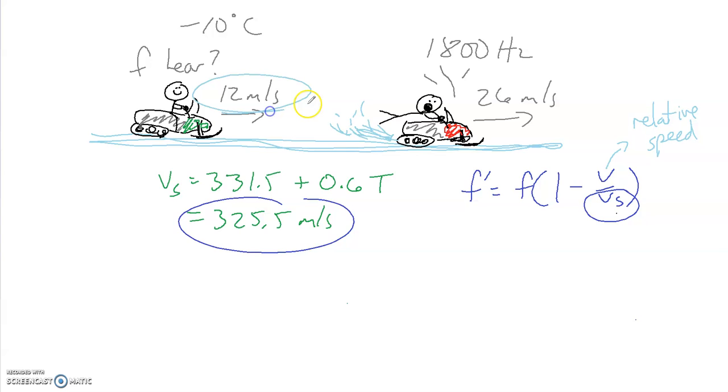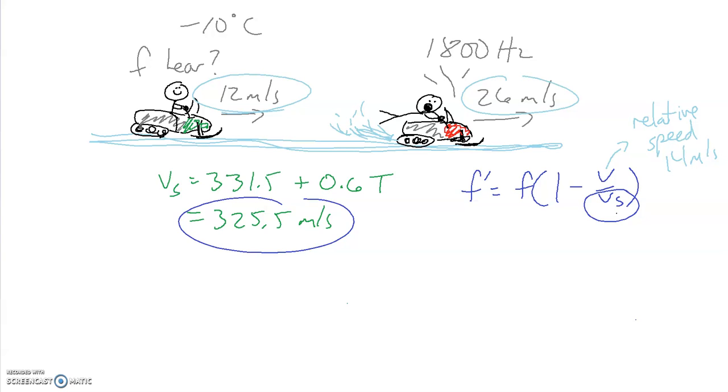This guy's going at 12, this guy's going at 26. The guy in front is moving away at a relative speed of 14 meters per second. That's how much faster he's going, that's what he's pulling away with. If they were actually coming together, the relative speed would be 38, and we'd add the speeds. So you have to be careful with that v. If one of the things isn't at rest, make sure you use the relative speed between the two. So I'm going to use the 14 there, not the 12, not the 26.